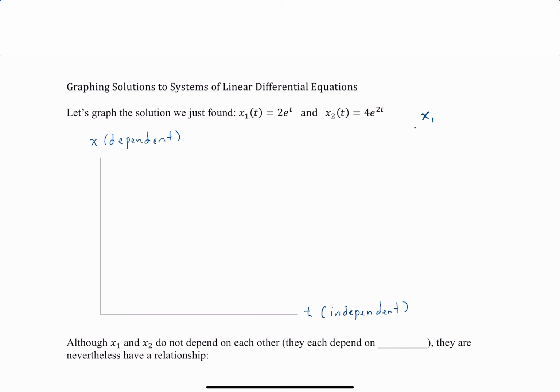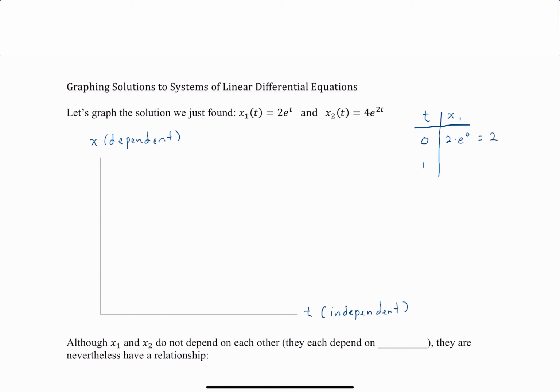I'm going to make what I usually call an XY table, but in this case, we'd have to call a TX table. So T and X1. I'm going to use 0 and 1 for T. If I put a 0 in for T, X1 is 2 times e to the T, and e to the 0 is 1, so I have 2 times 1, which is 2. And thank goodness that's right, because remember our initial condition for x1 has to be 2.